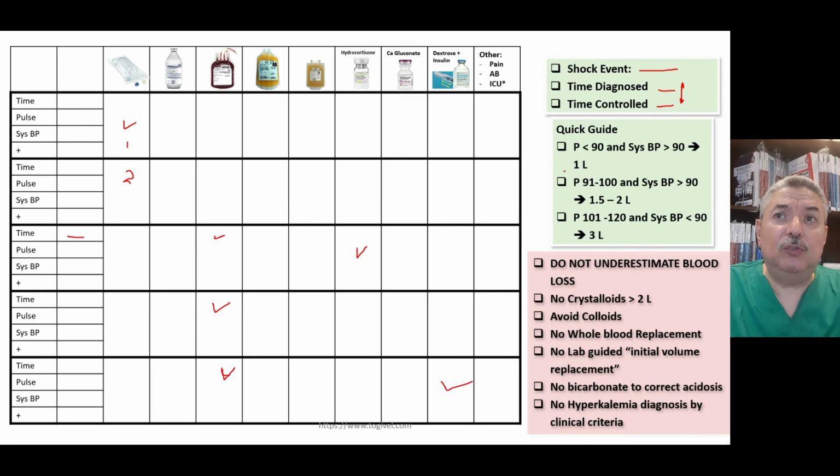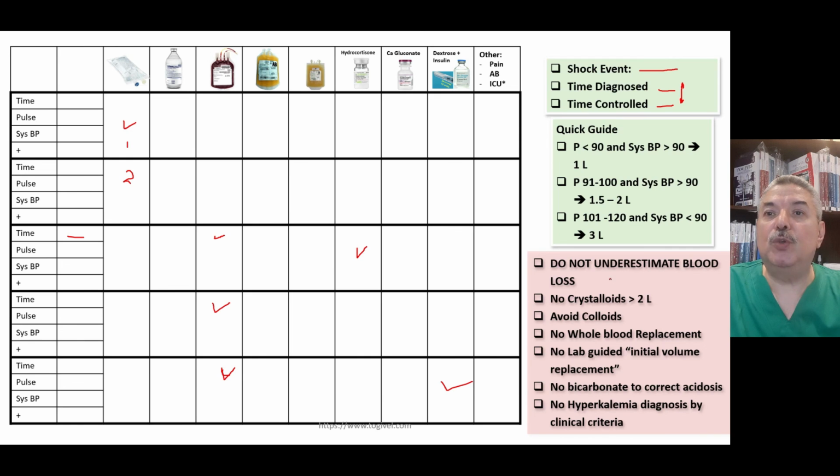The quick guide that I told you: if I have a pulse less than 90 and systolic blood pressure more than 90, this means that I need in the average of 1 liter. If the pulse is 91, just 1 beat more per minute, and the systolic blood pressure still above 90, I need at least 1 liter, and in the average of 1.5 liters. If the pulse rises above 100 and the systolic blood pressure is less than 90, then I need at least 3 liters. If I go into hypotension, I need at least 3 liters.